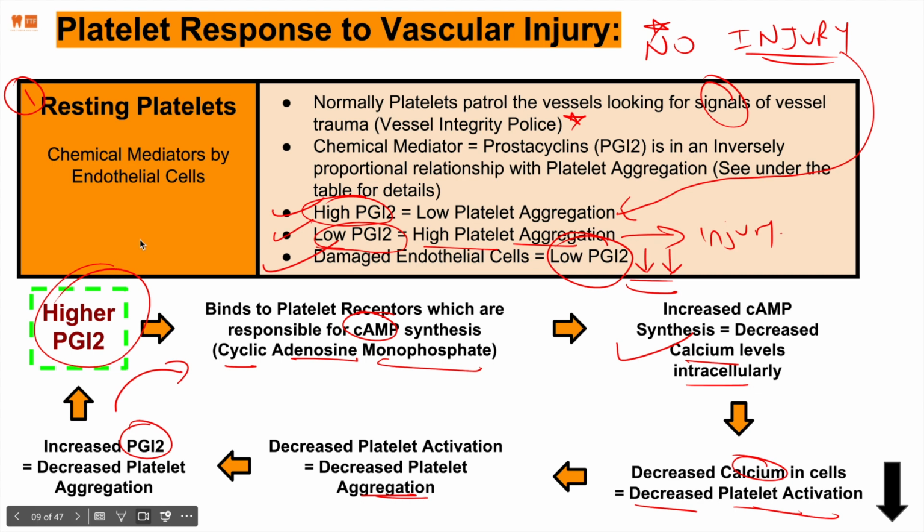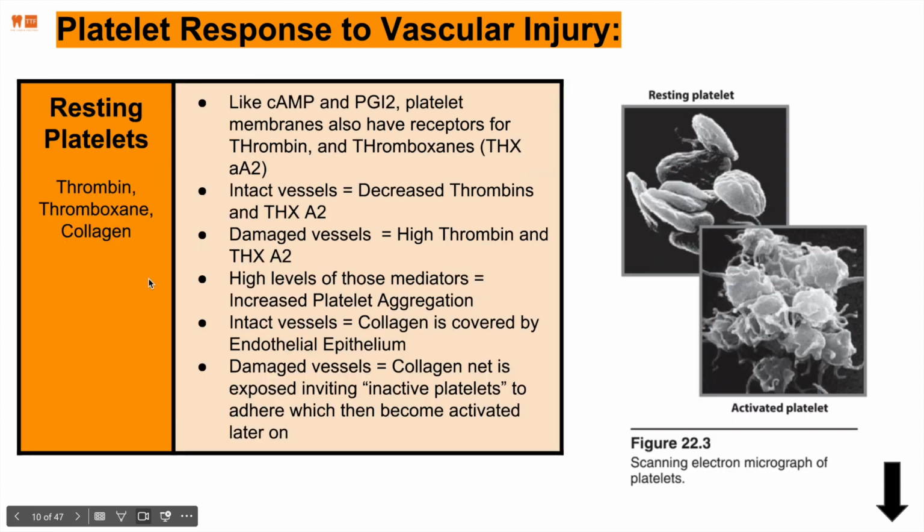But imagine if this is dropped. If there is an injury and this dropped, then what would happen? Well, everything would reverse. It would end up ultimately increasing platelet aggregation and decreasing prostacyclin. That's what would happen. Okay. Now, in resting platelets, we want to talk about certain chemical mediators such as thrombin, thromboxane, collagen's function. So like cyclic AMP and prostaglandin, or prostacyclin, I must say. This is prostacyclin.